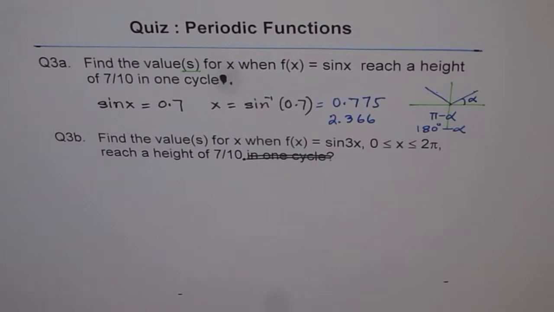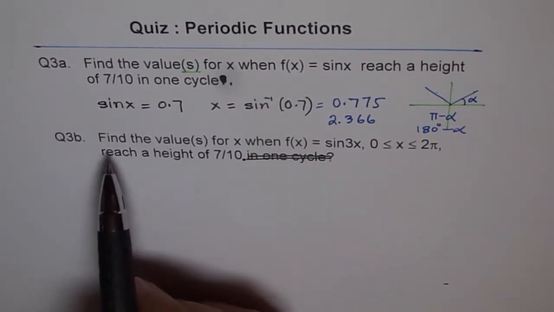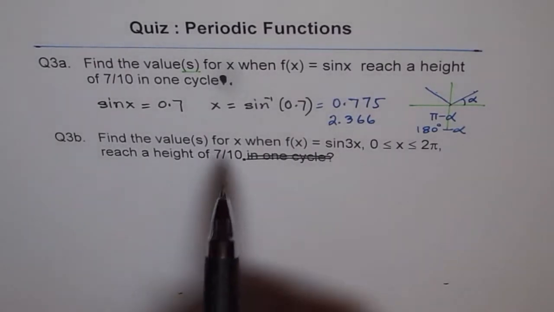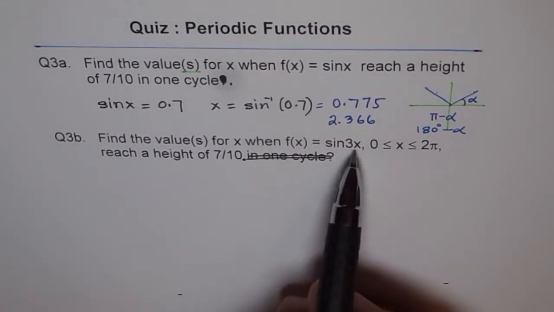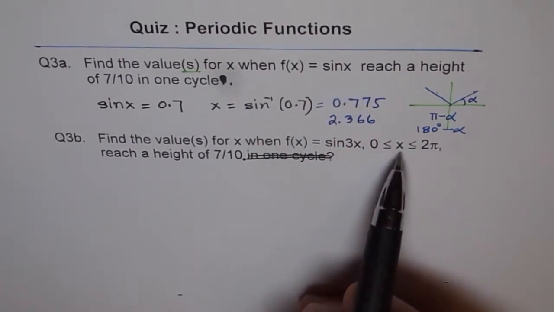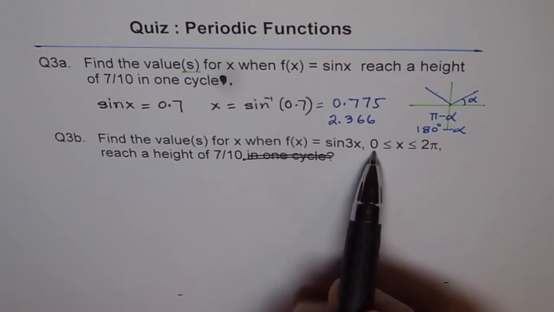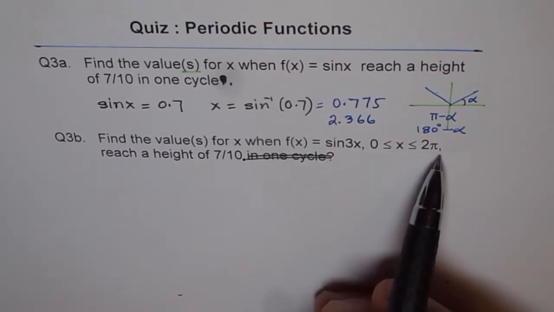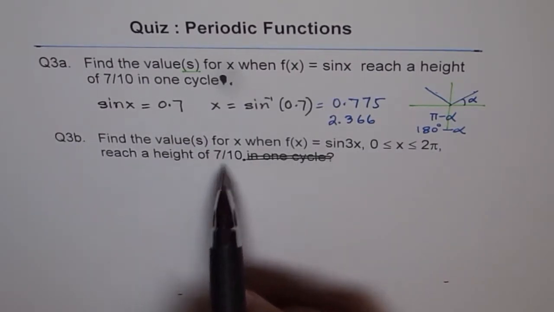Now part B is kind of different. It says find the values for x when f of x equals sine 3x. So the function has been changed from sine x to sine 3x, and the domain is x greater than or equal to 0 and less than or equal to 2 pi. Reach the same height of 7/10.